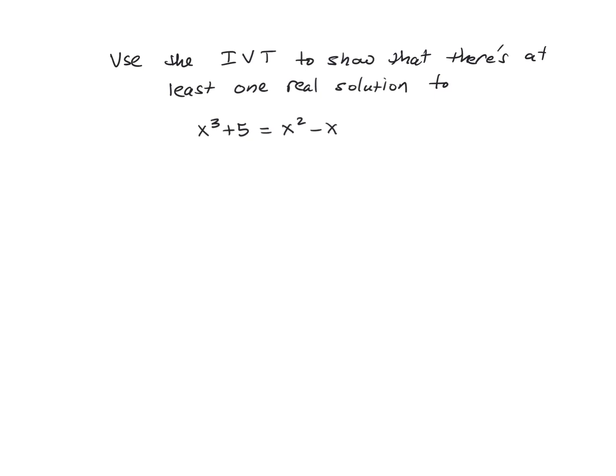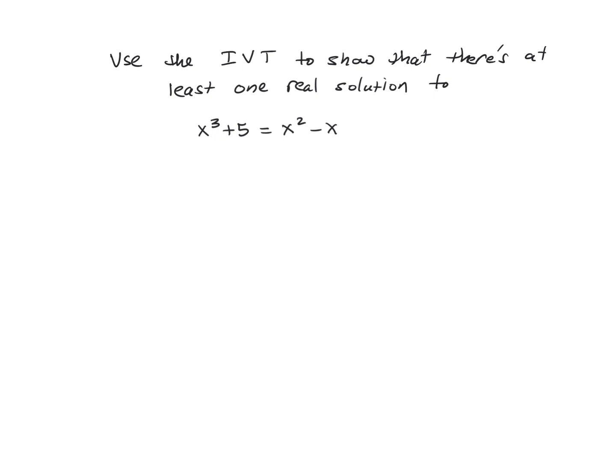All right, so for this last problem for this section, we want to use the intermediate value theorem to show there's at least one real solution to this polynomial equation, x cubed plus 5 equals x squared minus x. And the first thing we want to do here is actually redefine this as a polynomial function and look at zeros of the function rather than thinking about this as an algebraic equation.